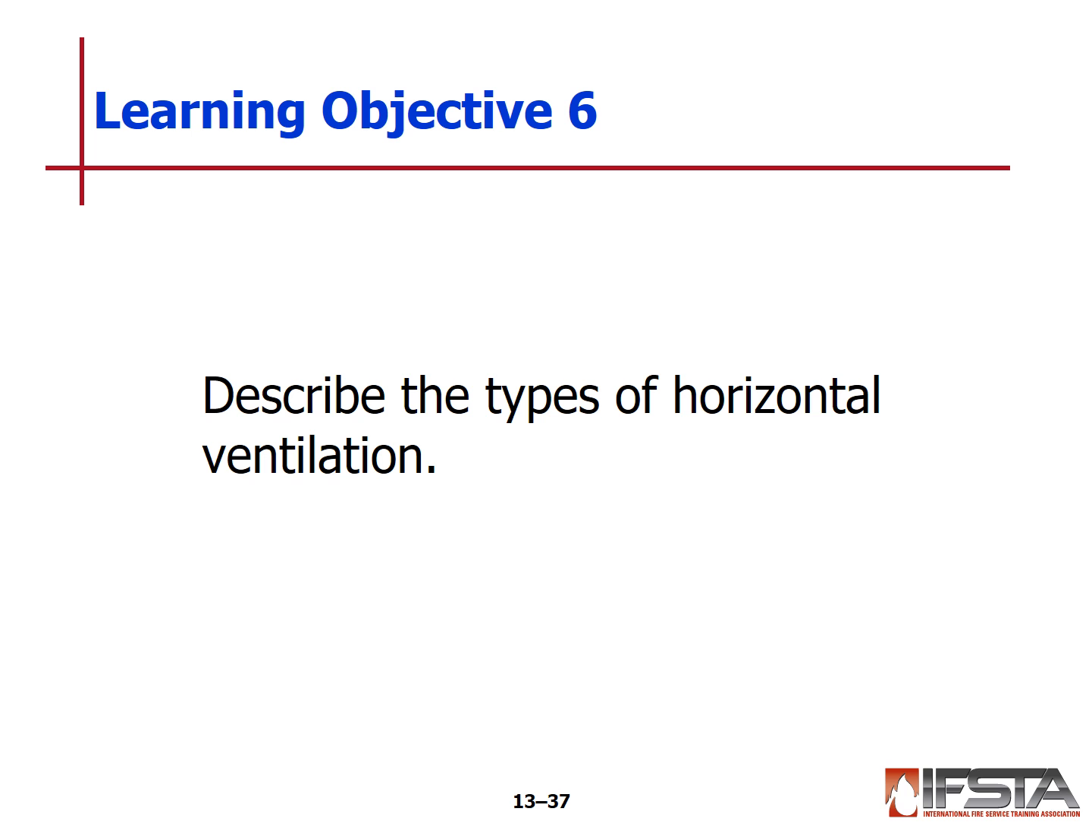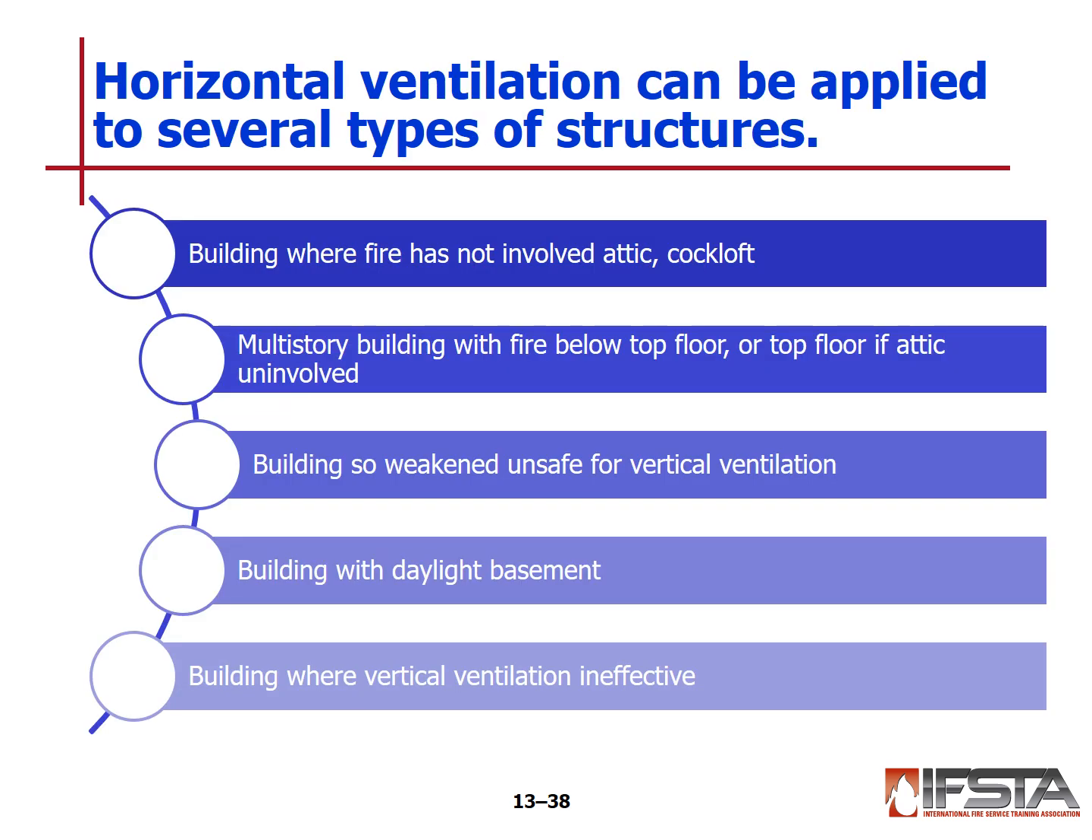So let's describe the types of ventilation. Ventilation can be applied to several different types of structures. One way is where the fire has not involved an attic or a cockloft. Because remember, if the fire is up in the attic or the cockloft, it has no way to get out. So all you're doing by pushing air into it is just feeding that fire further and further in that attic and cockloft, and it's causing the fire to grow. Multi-story building, where the fire is below the top floor and the attic is uninvolved. Same idea.